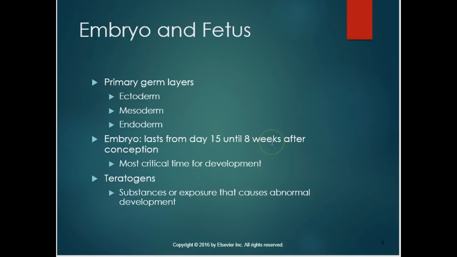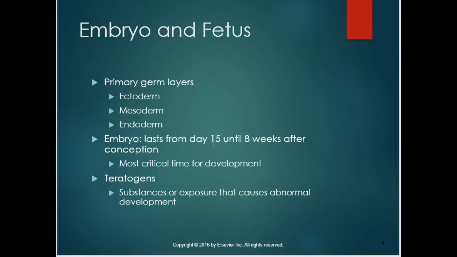So once we have an embryo, the primary germ layers are the ectoderm, the mesoderm, and the endoderm. The embryo is from day 15 until 8 weeks. So when we say embryonic, it's from conception until 8 weeks. It's the most critical time of development. This is when the midline is forming. This is when major congenital abnormalities can occur. And so we do not want mom exposed to any teratogens.